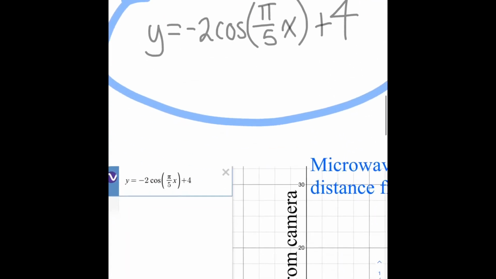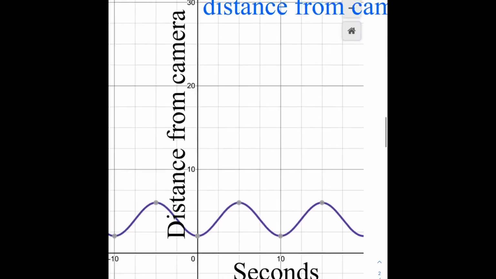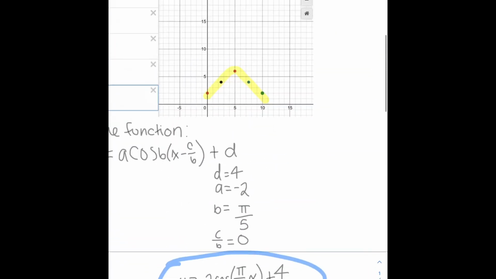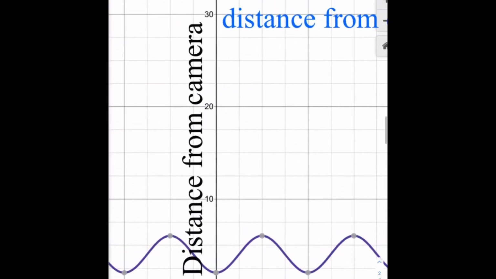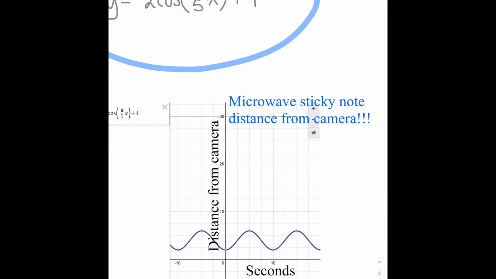And so I put that in, and this was what I got, which is this, but in cosine version. And then I labeled it on Notability because I'm not a Desmos expert. I'm kind of a mediocre Desmos person. And so I named my graph "microwave sticky note distance from camera" with 3 exclamation points. And the x-axis is seconds and the y-axis is distance from camera.